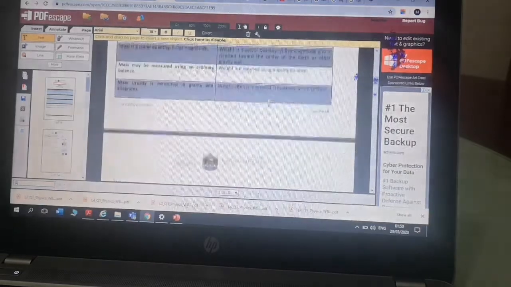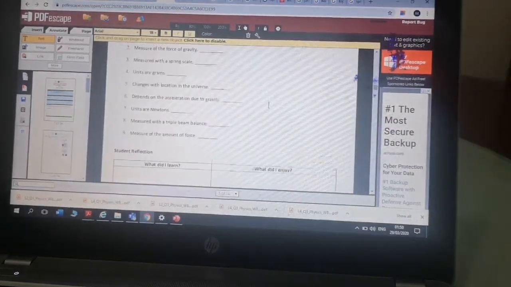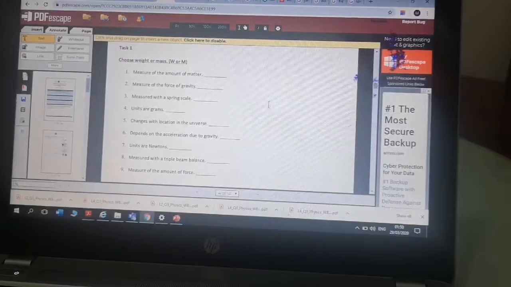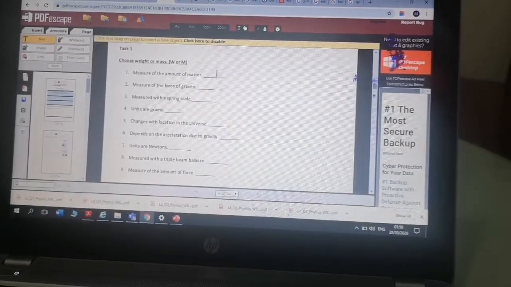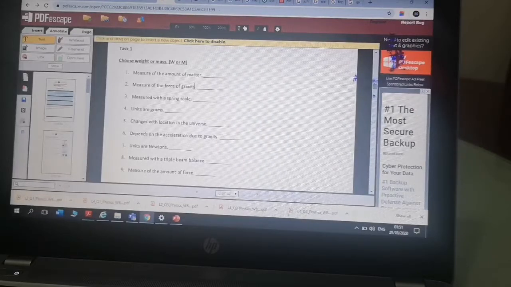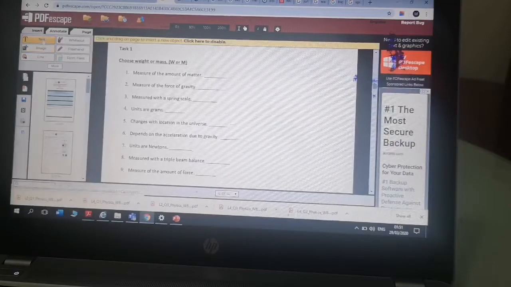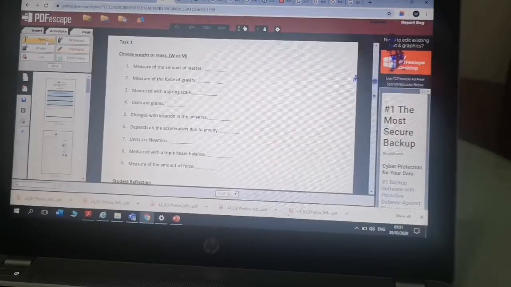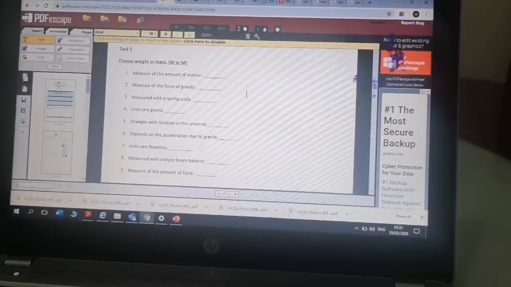Alright, let's check out the task for today. So we just have to put whether this is talking about a fact about mass, or if it's a fact about weight. So it's the measure of the force of gravity. Well, it's a force. I'm going to say that one is weight. So I'll just put W for weight. So that's an example of what we have to do.